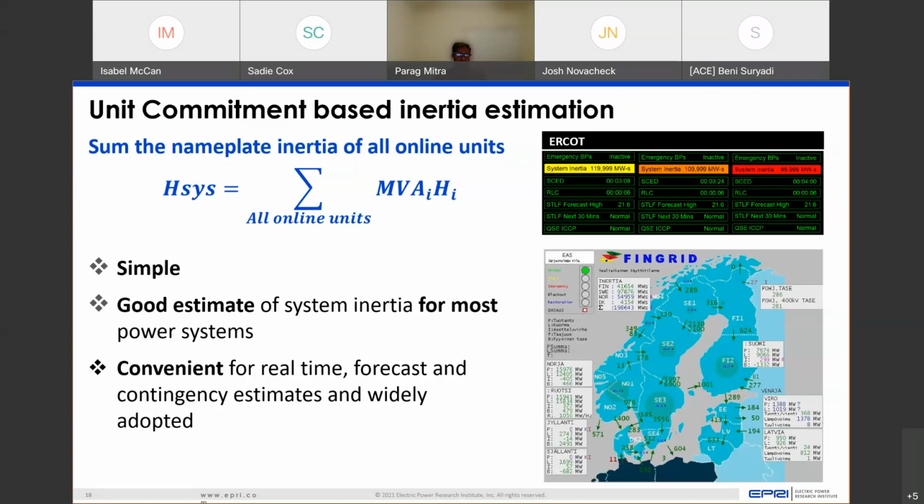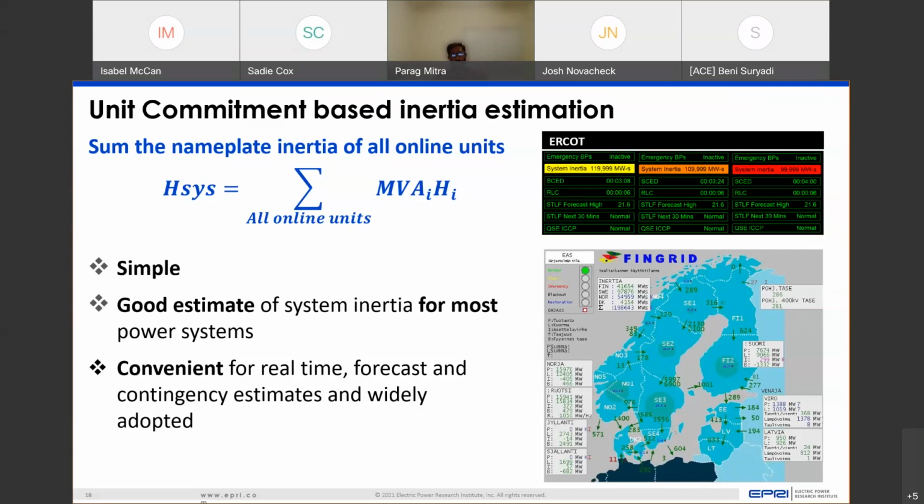Now, this is a method that is followed in many parts of the world. We have some examples on the slide from ERCOT and Fingrid, where they use this method. They look at the hour-to-hour unit commitment, and then use the simple formula to compute the inertia of the system. The method is simple. It provides a good estimate if your system is well contained and you don't have a lot of ties with your neighboring systems. It is also convenient for real time.